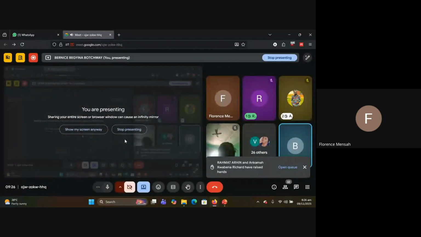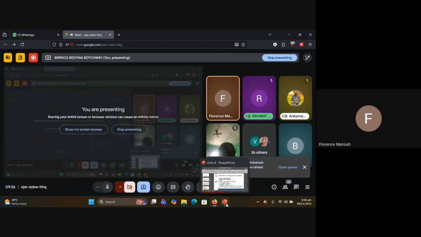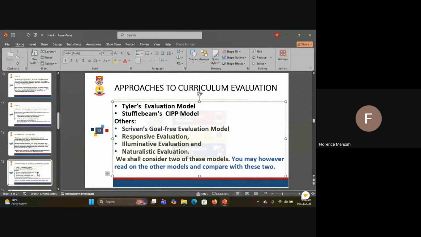Okay, and then there's another hand up. Madam Florence, your hand was up. I wanted to ask if Tyler's model can be done by anybody, but Stufflebeam's evaluation is mostly done by experts.